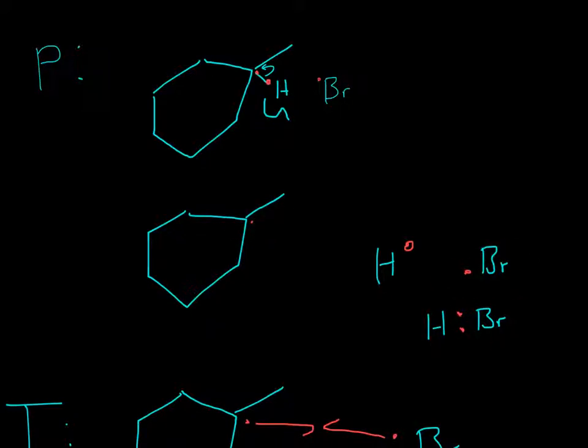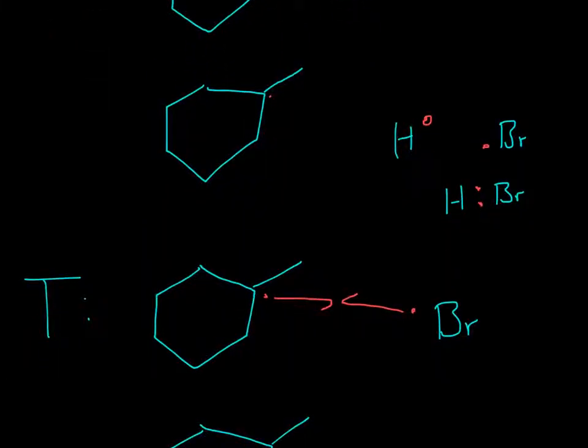But this is now unstable, right? Because radicals are usually very unstable. So what happens is another bromine, not the same bromine, but another bromine in solution can come and see this radical on this compound, and then they can bond. And once this happens, right, it's a termination step. Because after this, when this bromine pairs up with this compound, no more radicals are created. Therefore, this is a termination step.